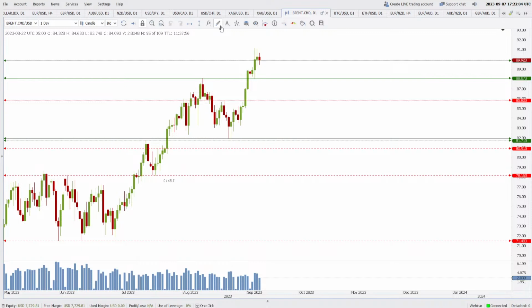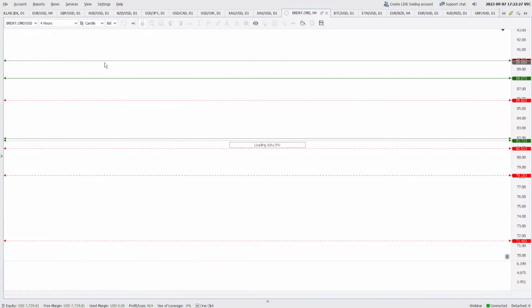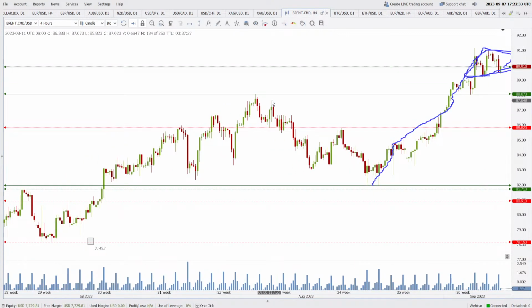How you make it, let me show you. Suppose this is your flag pole and something like this is going to happen. So don't you call this a pennant? This is like a flag, but a triangular flag. Something like this will happen, and then eventually the price will break out to the upside, and this breakout has a target which is equal to the flag pole or the pole of the pennant.